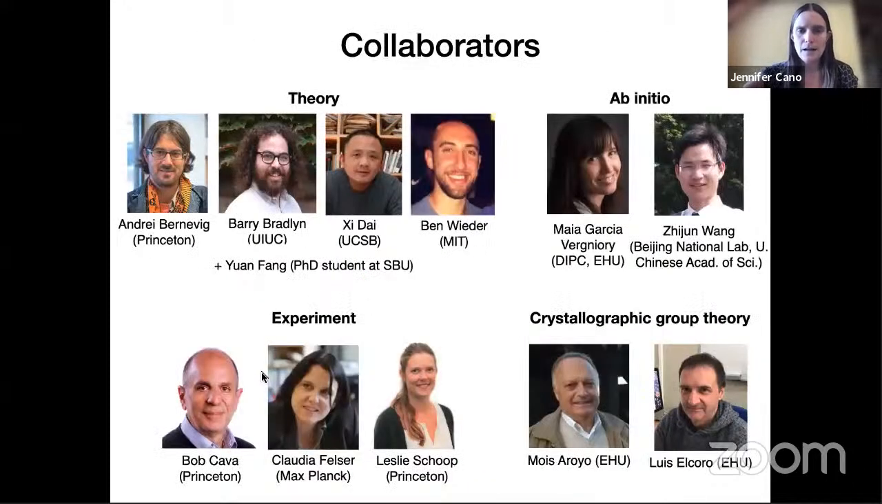So finally, since I talked a lot about current research over the past several years, I want to acknowledge my collaborators, which are theory, experiment, ab initio and group theory. So there's been a lot of people contributing in this area from many different perspectives. And I think that's also what has made this field develop so quickly and in such interesting directions.